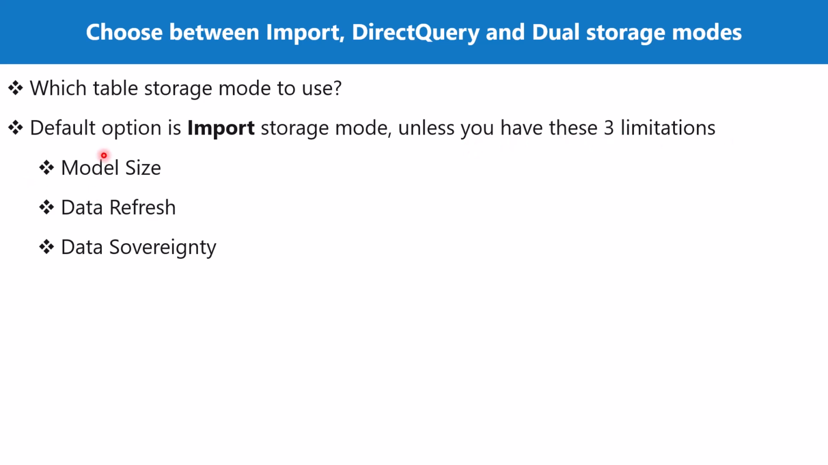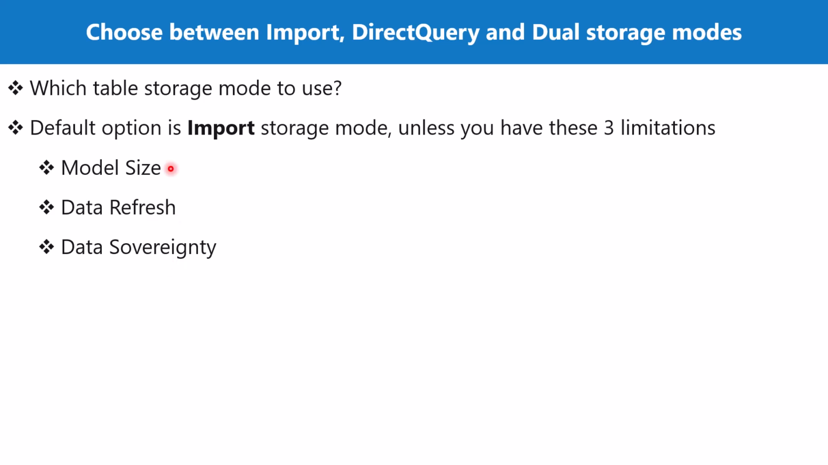If you have any of these three limitations: first, a limitation on the model size, which we had a look at, that if your data model size goes beyond 1 GB for a Pro license or 10 GB for a Premium license; second, if the refresh requirement is a bit stringent, meaning more than the refresh limits of the Pro or Premium license; and third, data sovereignty, where the data cannot leave the data source.